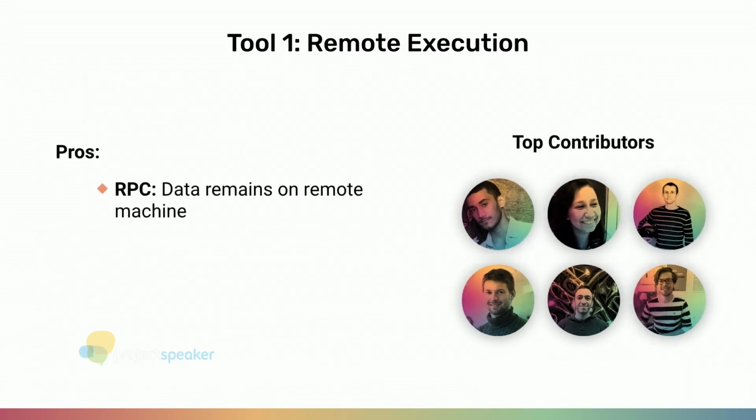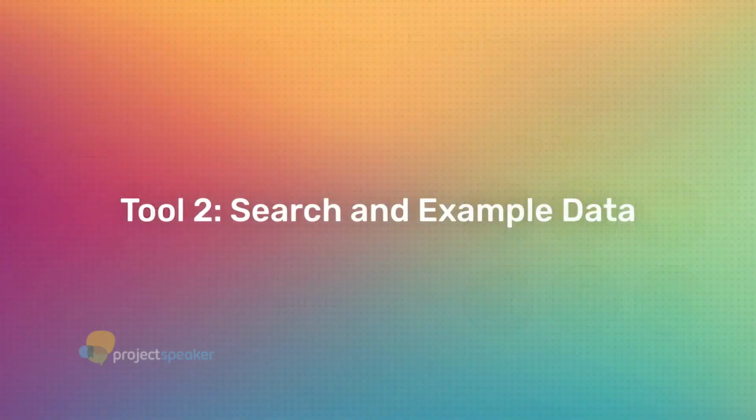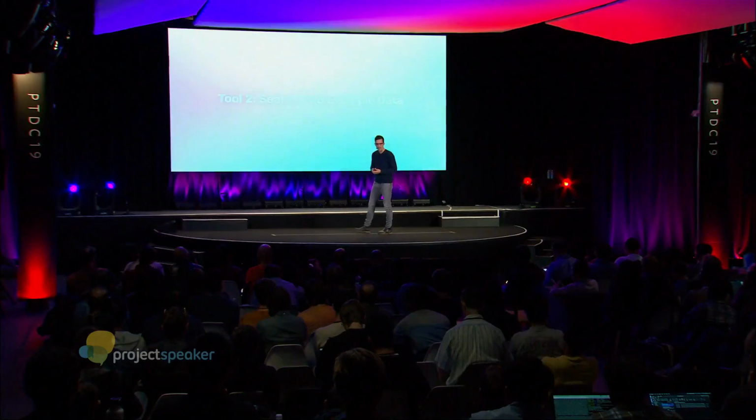So now we know how to do processing using PyTorch on a remote machine. Thus, we can work with data that we never actually call into our own machines. Okay, that's pretty cool. But that opens up another question. How do we actually do good data science when we aren't allowed to see the data? Well, there are a few interesting features we can use for this too. A couple of them are search and example data.